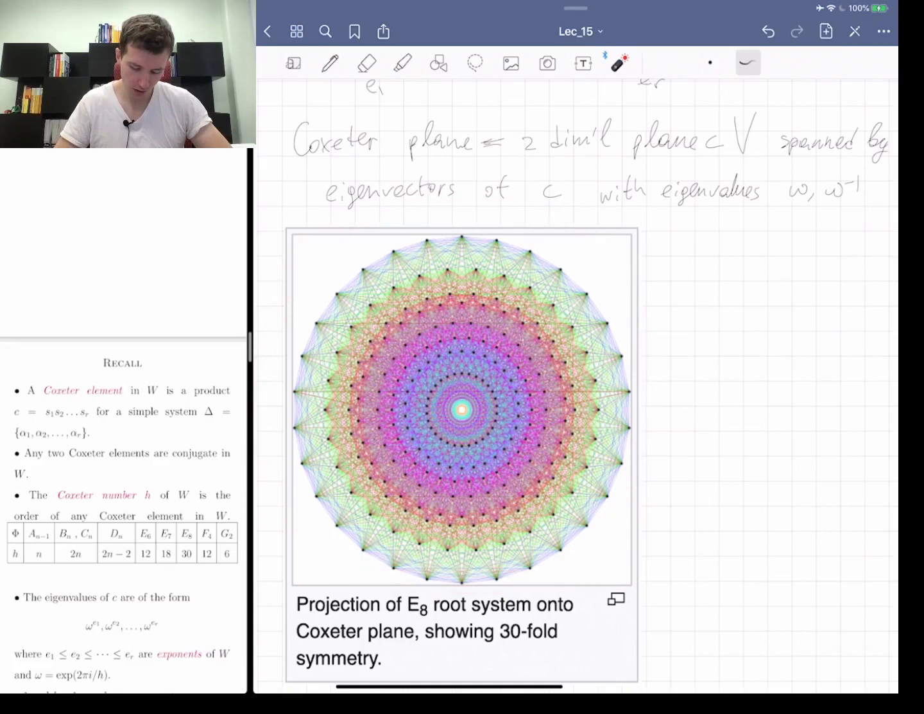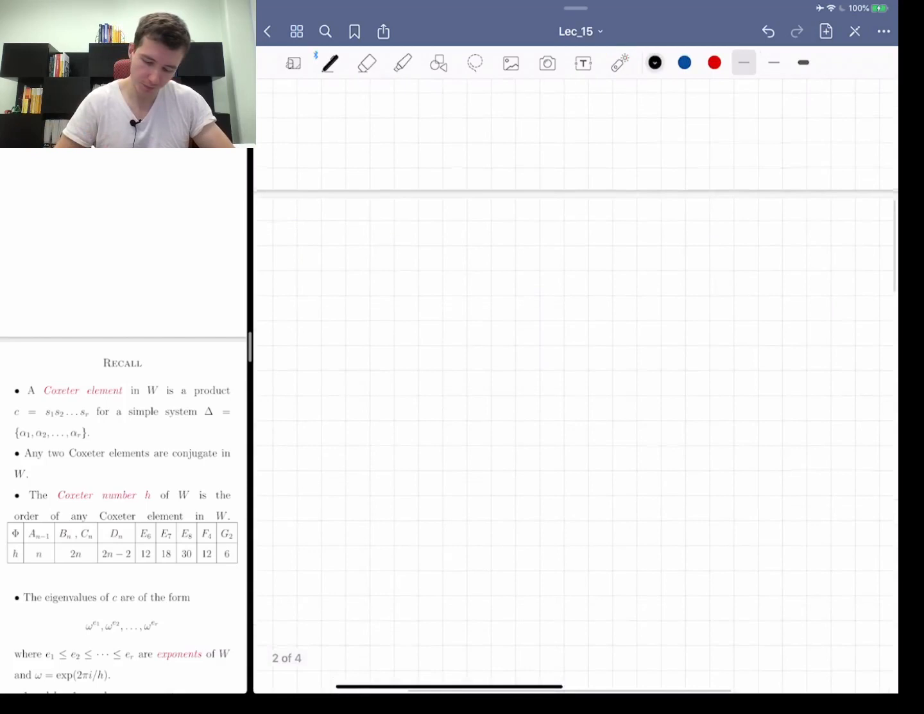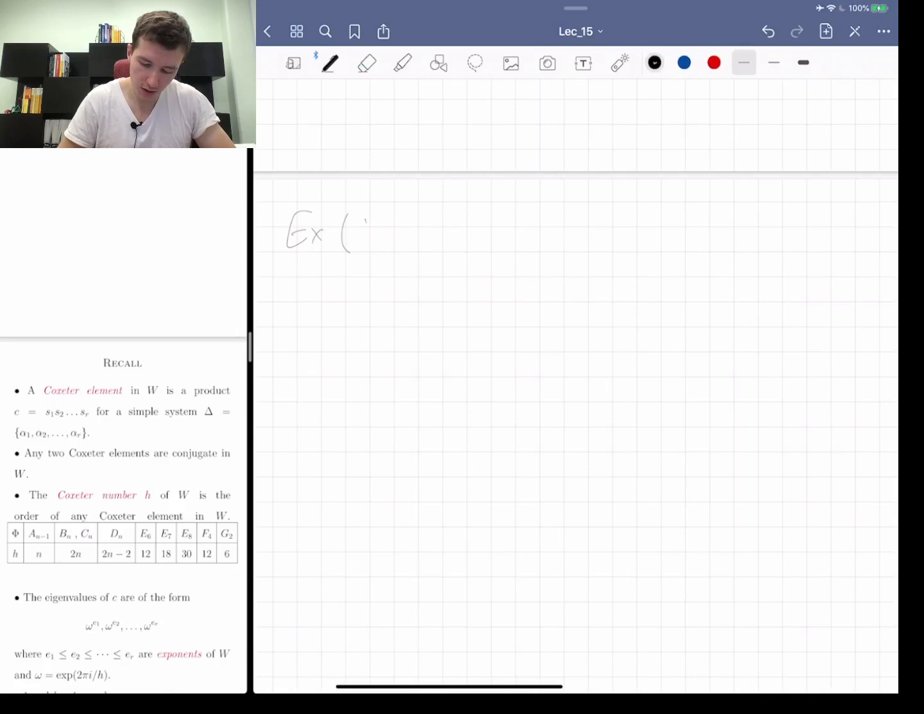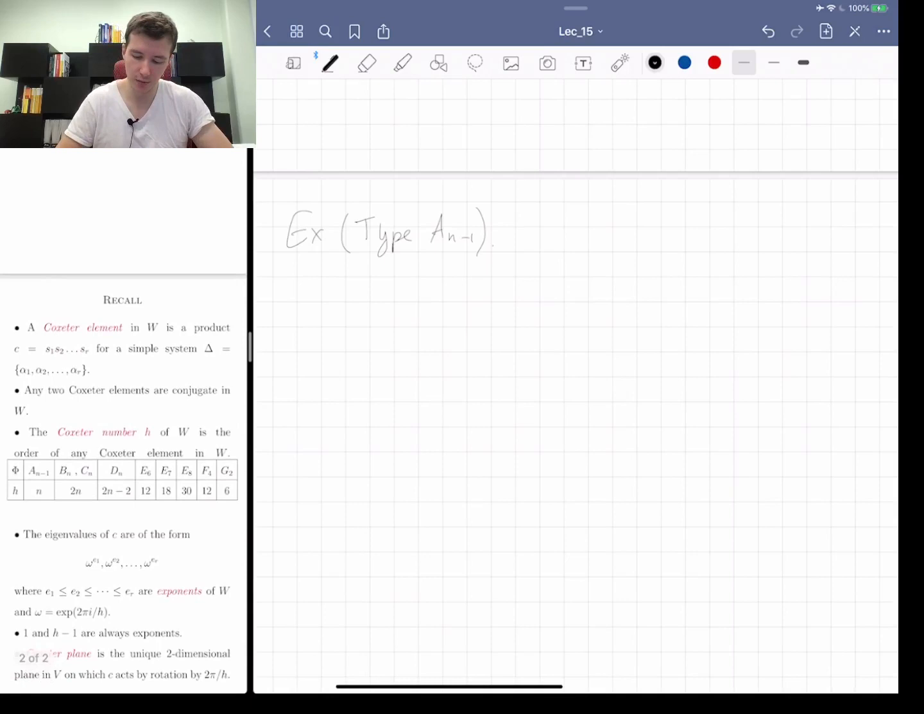All right, now let me try to forget about E8 for now. Let me try to do the same example in type A_{n-1}. So what are the exponents in type A_{n-1}?